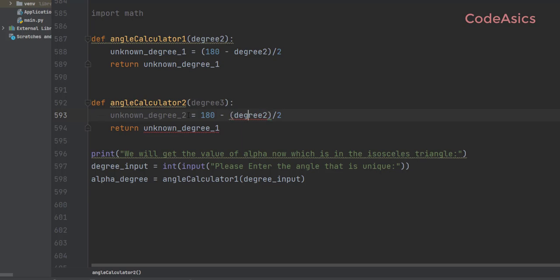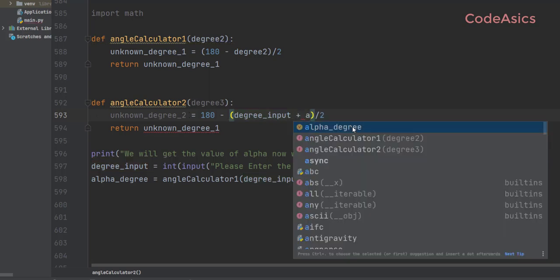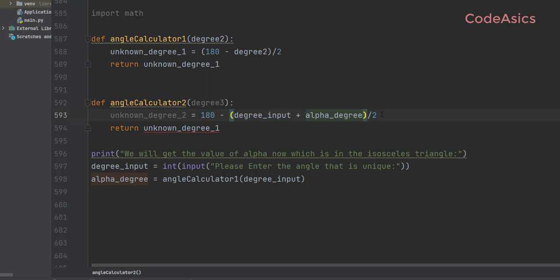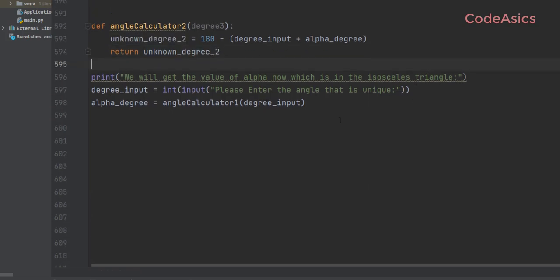So I will write that down, I'm sending the value there: degree underscore input plus alpha degree, which we already have, and that's it. That would give us the output. So in this case we will say return degree 2, and we need to write a function for this.